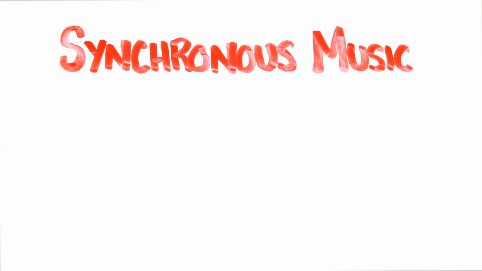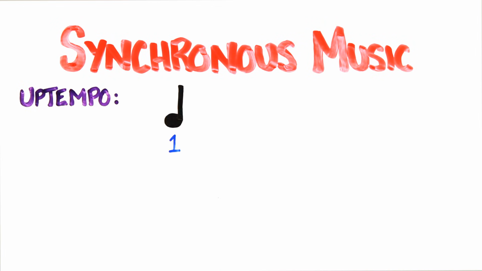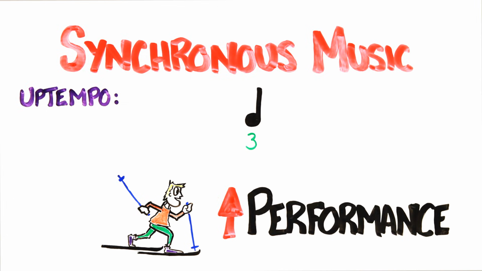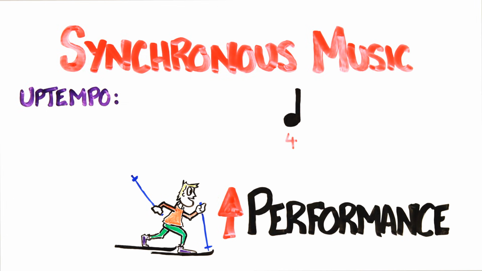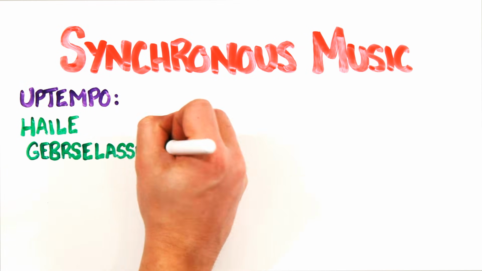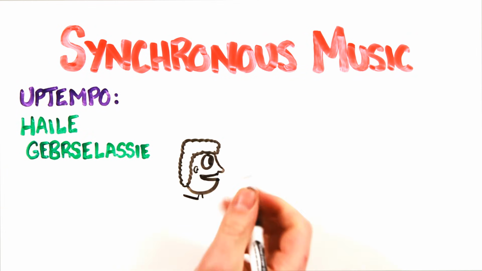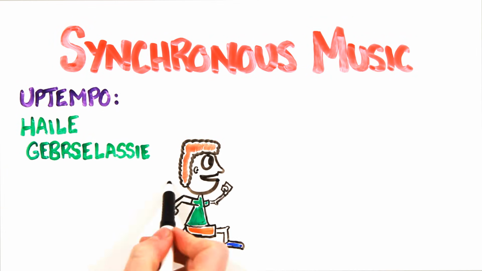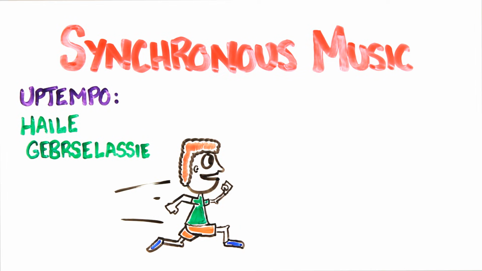The term synchronous music refers to up-tempo songs with a strong beat that coincide with the repetitive movements of a sport. And it's this type of music that leads to a higher work output in athletes, particularly in sports that involve endurance with rhythmic or repetitive movements such as cross-country skiing. This was put into practice as Haile Gebrselassie famously synchronized his running stride to the rhythmical pop song Scatman when breaking the 10,000 meter world record.